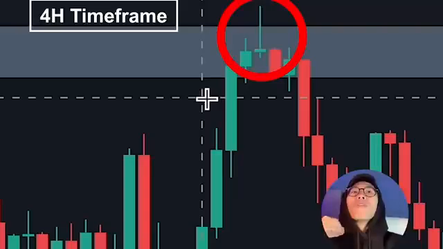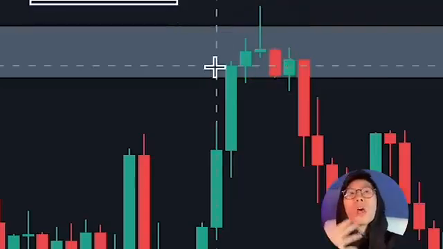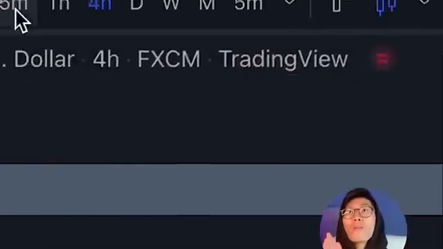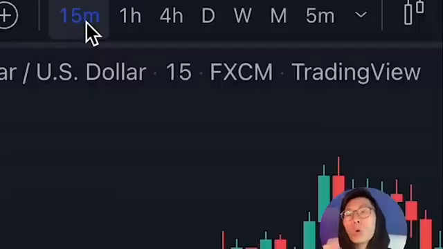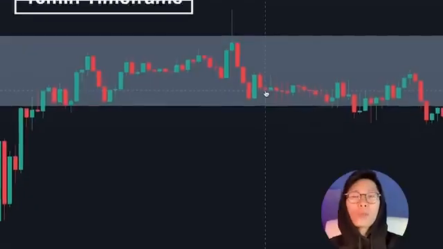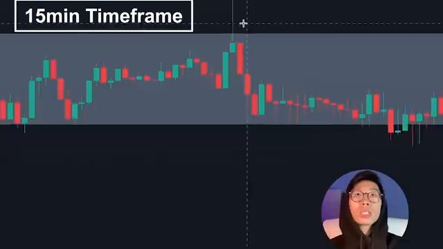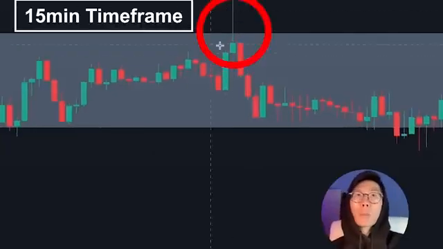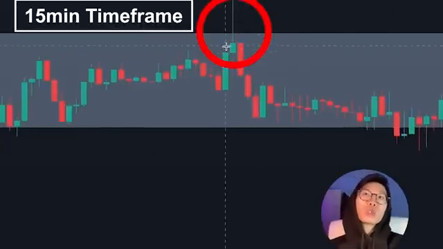So after getting confirmation on the higher time frames, you should scale down to the lower time frame like the 15-minute time frame to look for your entries. So if you guys went down to the 15-minute time frame, you will see price did a huge pin bar right here. You can see this super long wick.